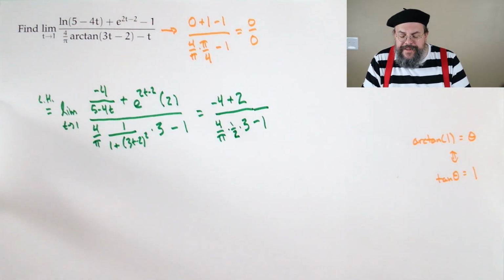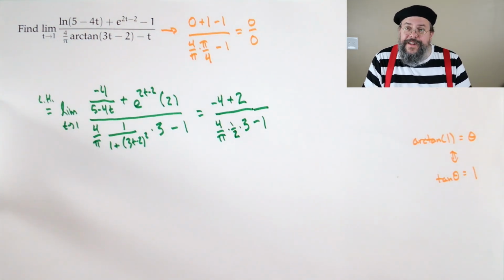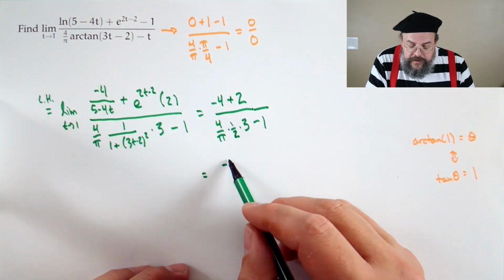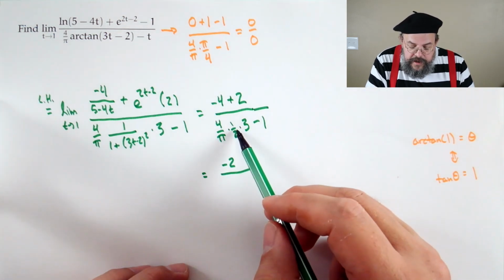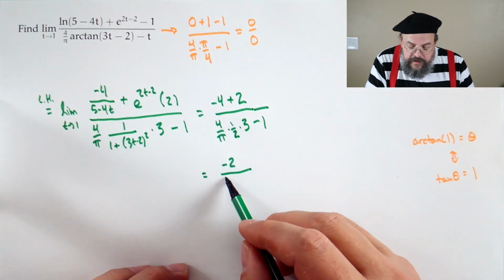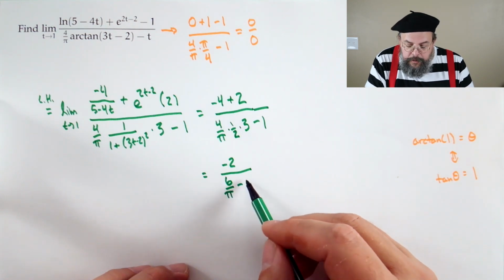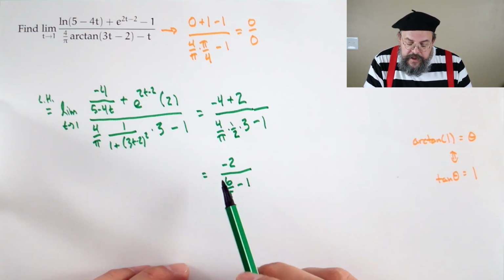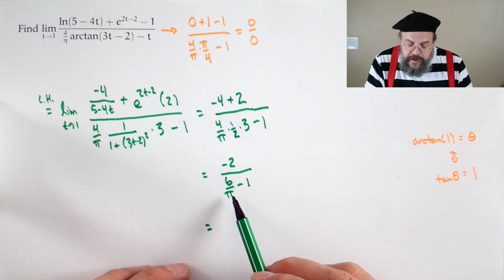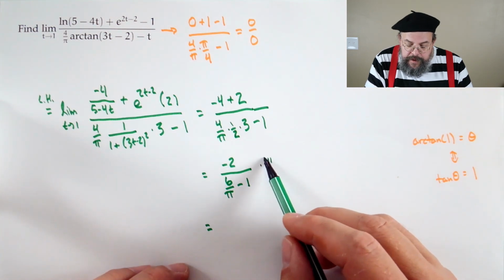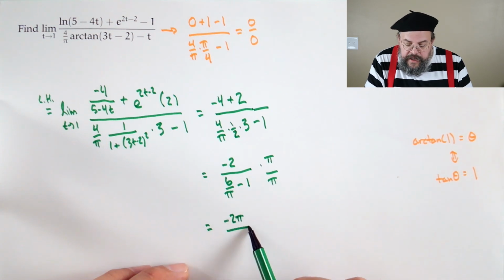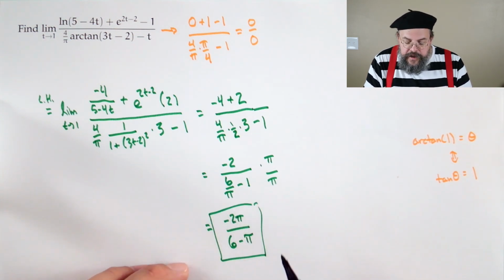Oh, but let's clean it up. Let's make it look nice. Isn't it great to make things look nice? Negative 4 plus 2 would make negative 2. Downstairs, the 2 goes into the 4, so that would be 6 over pi, minus 1. And from here, let's multiply everything by pi, top and bottom. So we end up with negative 2 pi divided by 6 minus pi. And there you go.